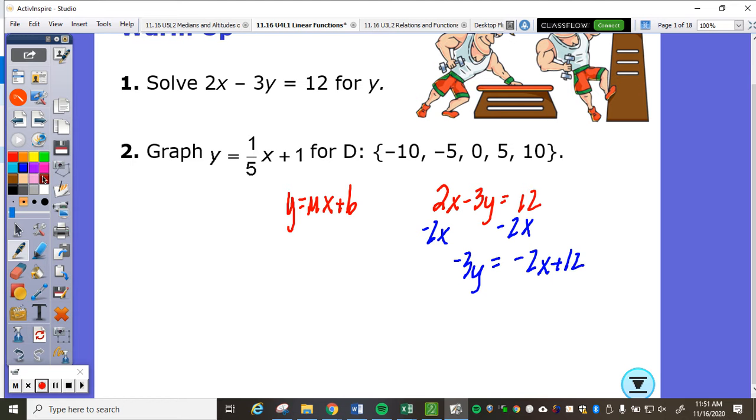And then finally, to go ahead and get y by itself, I divide everything by negative 3 on this side, I divide everything by negative 3 on this side. So then y equals, this negative divided by that negative is positive, so I have 2 over 3x minus 4.